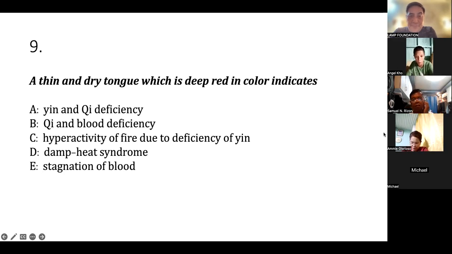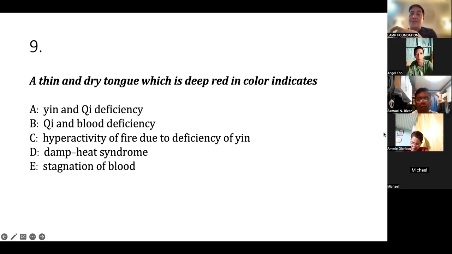Number 9 po. A thin and dry tongue which is deep red in color indicates A. Yin and Qi deficiency. B. Qi and blood deficiency. C. Hyperactivity of fire due to deficiency of yin. D. Damp heat syndrome. And E. Stagnation of the blood. Letter C po, Doc. Hyperactivity of fire due to deficiency of yin.